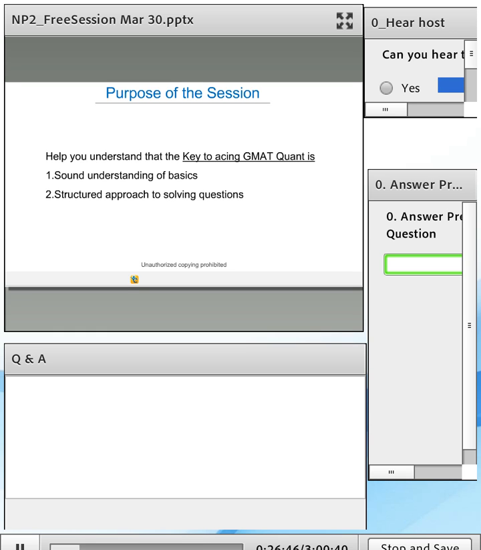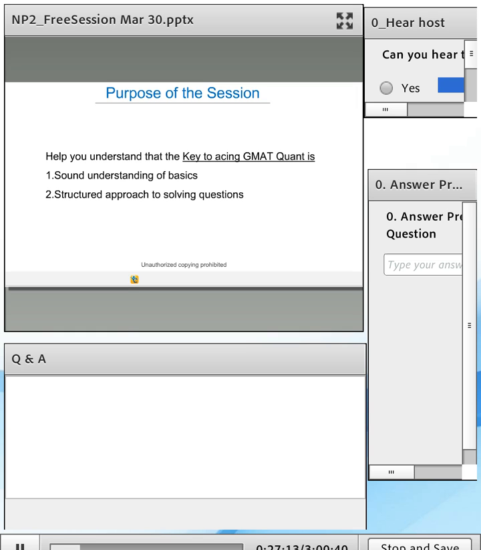For that, there are two things that are absolutely essential. The first and foremost is you need to have a very sound understanding of basics. And we are going to highlight that aspect utilizing the concept of divisibility and remainders. The second aspect is that you need to have a very structured process to solve questions. And that aspect also you will see as we proceed through the session.